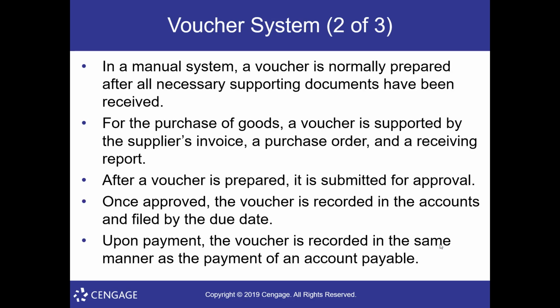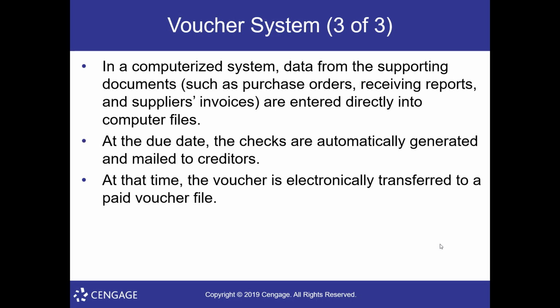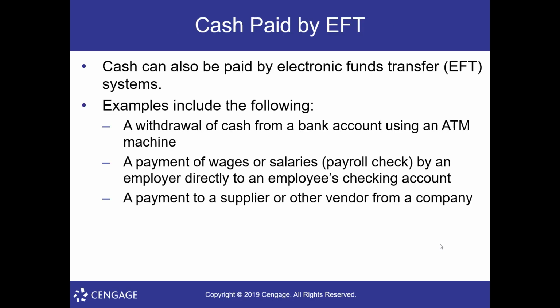In a manual system, a voucher is prepared after all supporting documents have been received. For the purchase of goods, a voucher is supported by a supplier's invoice, purchase order, or a receiving report. After the voucher is prepared, it's submitted for approval. When it's approved, it is filed by the due date. Upon the payment, the voucher is recorded in the same manner as accounts payable. In a computerized system, data such as purchase orders and receiving reports are entered, and at the due date, the checks are automatically generated to creditors. At that time, the voucher is electronically transferred to the voucher file.